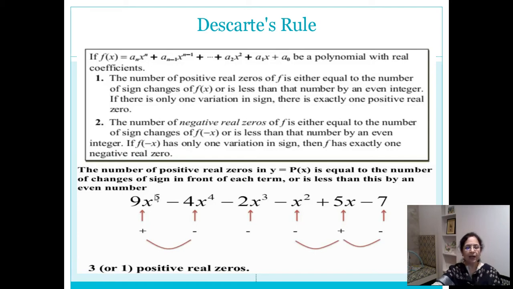Now you can see the highest power of this polynomial expression appears to be 5. So out of 5, 3 may be positive, and the remaining 2 may possibly be negative. Okay, so that we can check again.